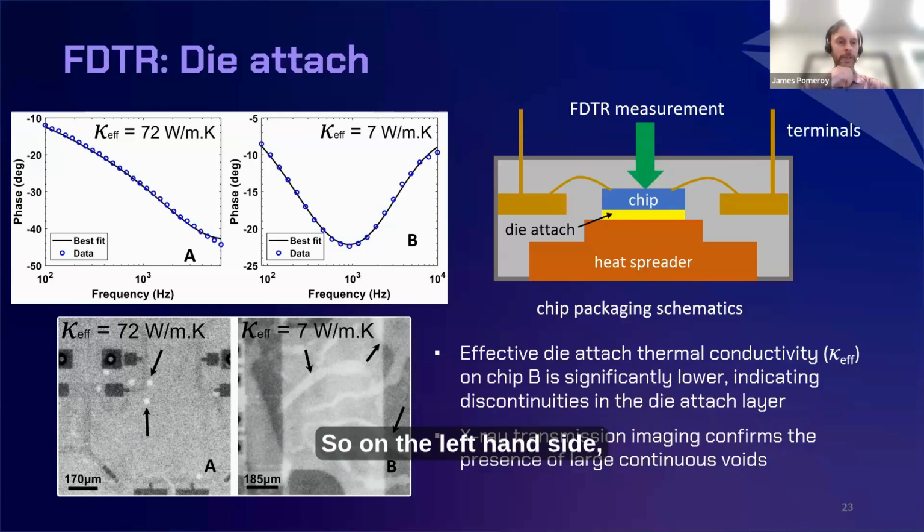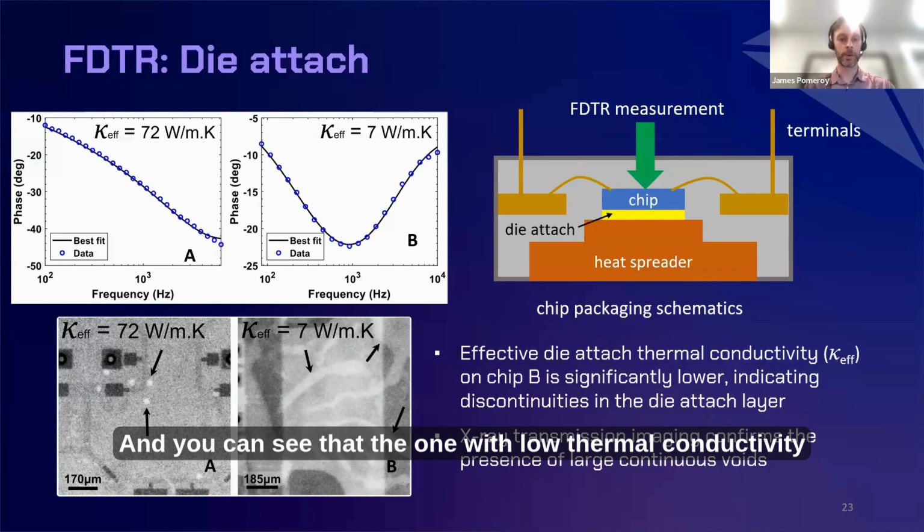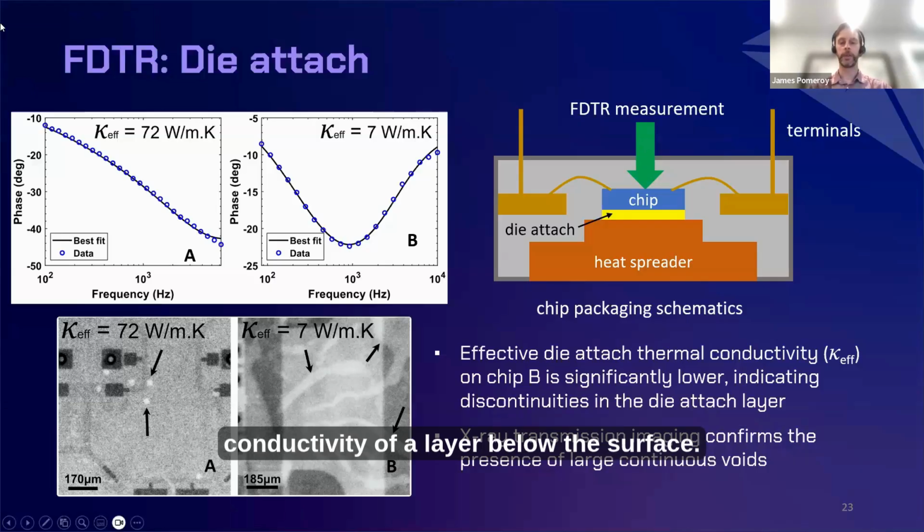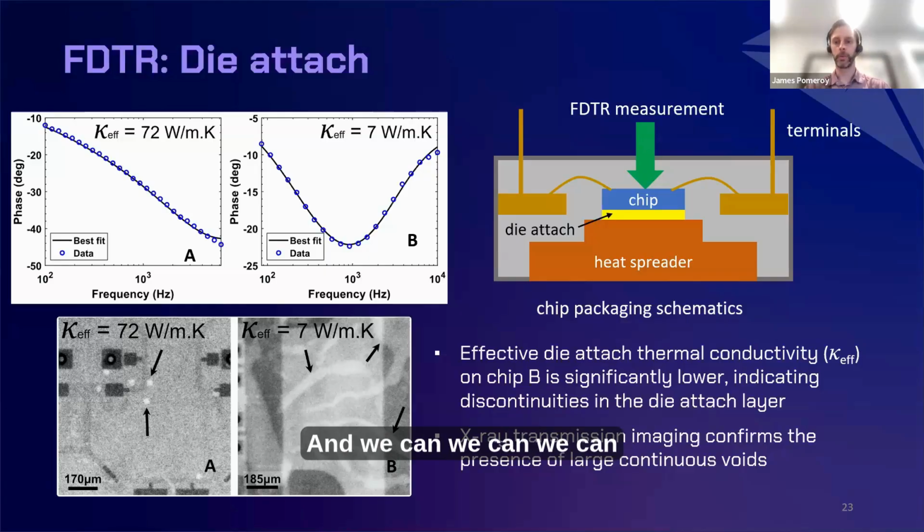On the top left is measurement data for two different chips, which are processed in different ways, and you can see that one has a high thermal conductivity and one has a low thermal conductivity. Later we X-rayed those parts, and you can see that the one with low thermal conductivity has extensive voids in the sintered silver. That's a unique thing: we can measure the thermal conductivity of a layer below the surface, isolating the die attach layer here, and measure really inline. So you can get information for process control, or if you're developing a process such as silver sintering.